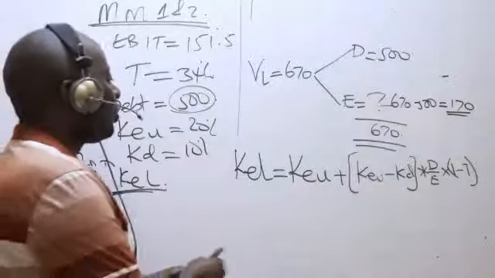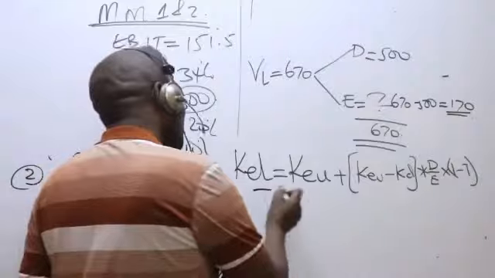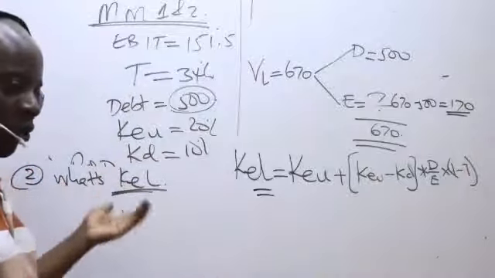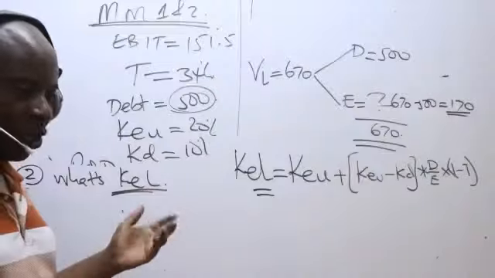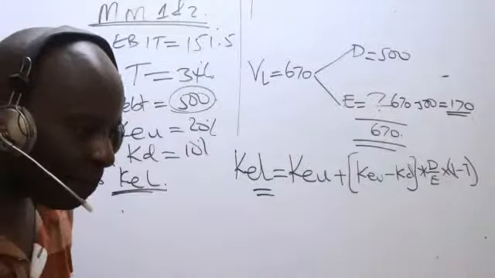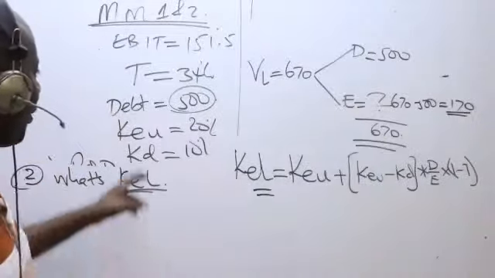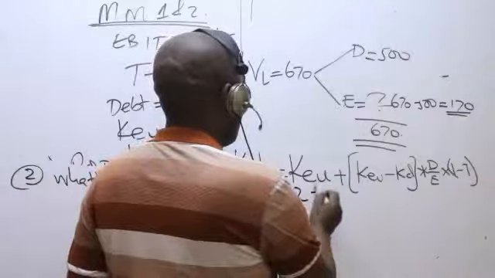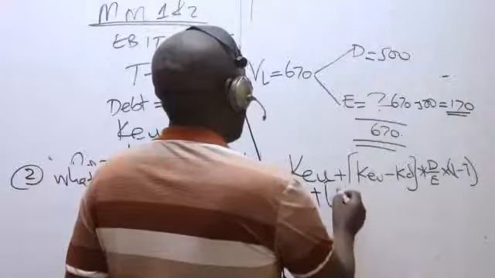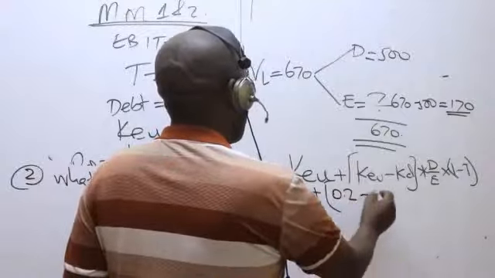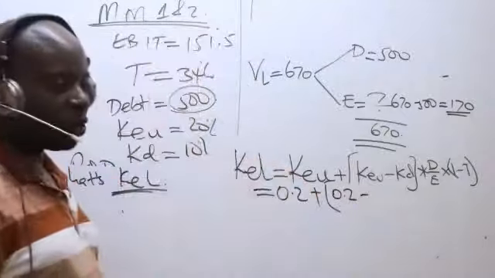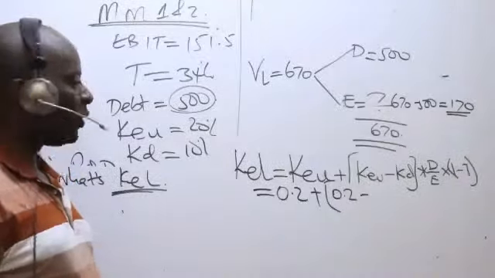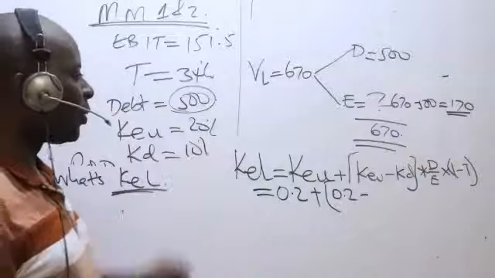So is there anybody from this question who is able to see KU? KU is cost of equity of the unlevered firm. It's here, it's 0.2, 20%. So 0.2 plus (KU, again 0.2). How about cost of debt? Are you able to see cost of debt? Cost of debt is 10%, which is 0.1.